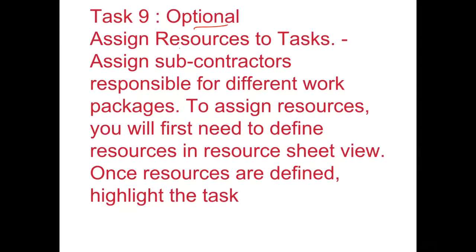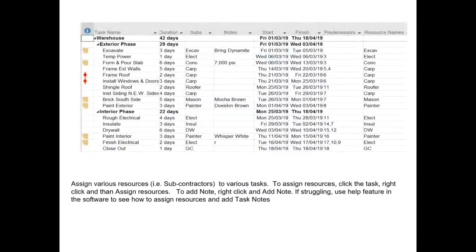Again, an optional task, you can assign resources to the task. So you can assign different subcontractors responsible for different work packages. To assign resources, you will first need to define resources in the resource sheet view. Once resources are defined, then you can highlight the task. So in this particular problem, these are the resources, and this is the name of the subcontractor involved, and there are some notes which we want to leave for the subcontractors so that they could see these notes. So we can upload this resource information within the software, so we can assign the resources.